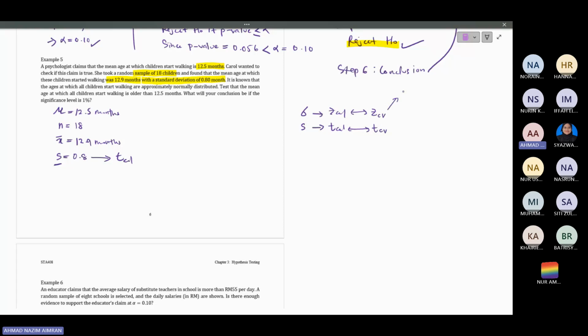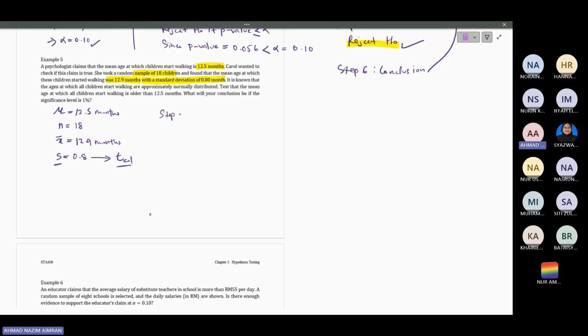Okay, so we have z alpha over 2 or z alpha. Or for t, we will have t alpha over 2 with degree of freedom, or t alpha with degree of freedom. All right, so now you need to find the t calculated. But again, for this example also, you need to write the step-by-step approach.